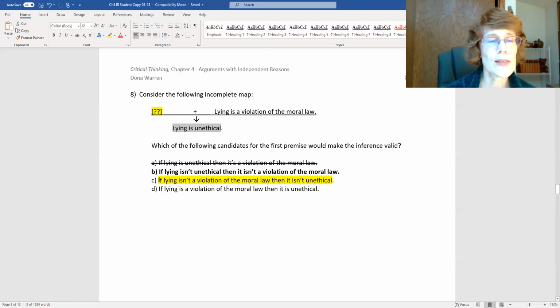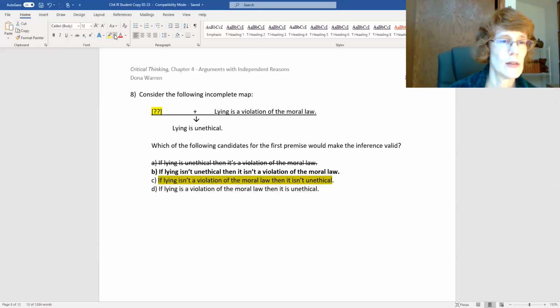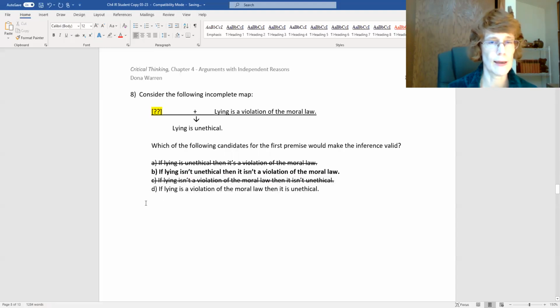So if we put C in here, what we would have is the fallacy of negating the antecedent. Not that you have to know that. It's just nice to know that that name exists. So C does not work. We shall get rid of that, and we will exit out. Not you, Magoo.